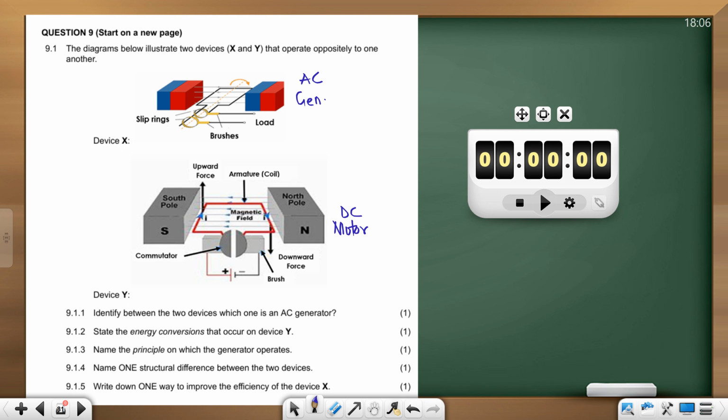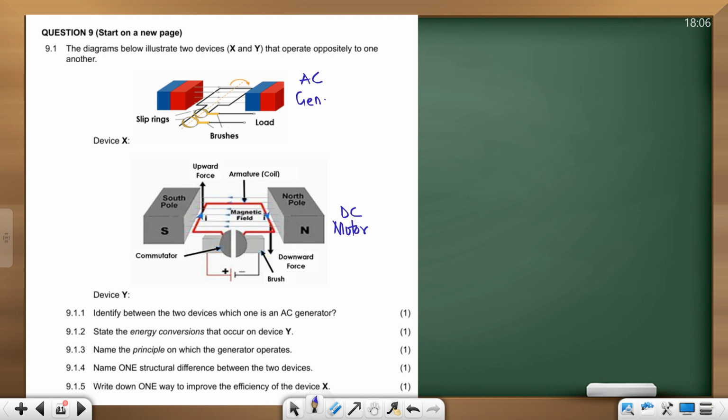Name the principle on which a generator operates. We did that. Electromagnetic what? Induction. Electromagnetic induction, that we did in detail.